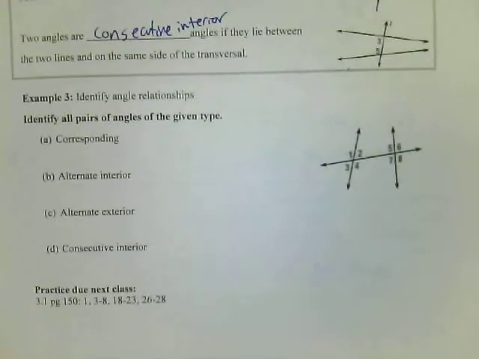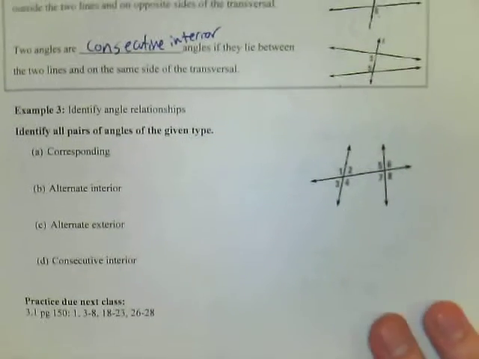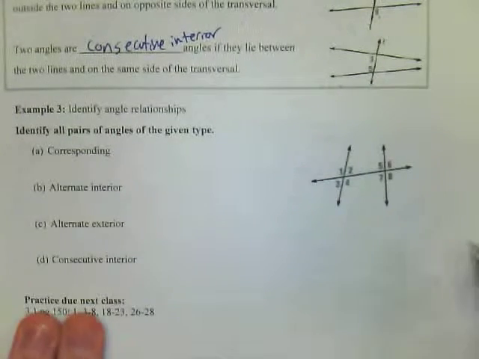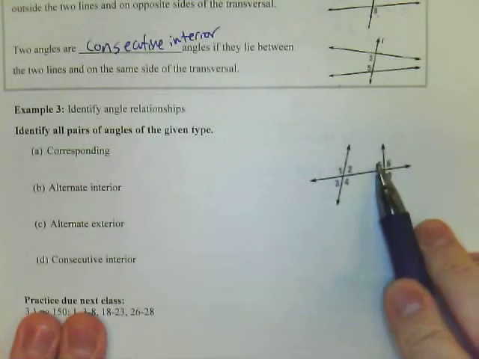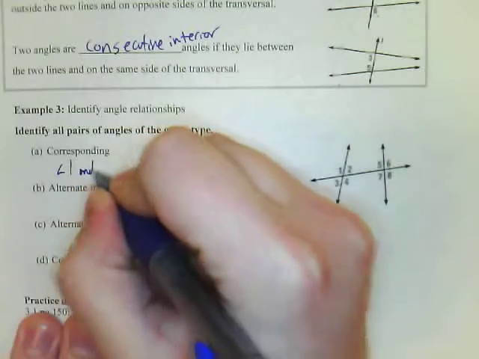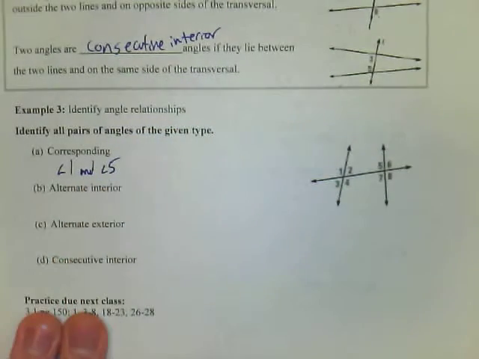All right, example 3. We're just going to start identifying some of these things that we just talked about. So let's look at all the pairs of corresponding angles. So remember that corresponding angles are angles that are in the same position of the intersections. So if we look at the top left of each intersection, that's angles 1 and 5. So those are corresponding angles.